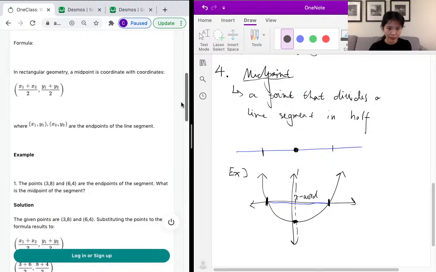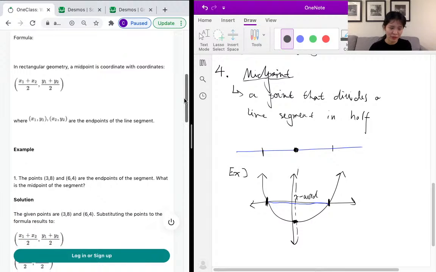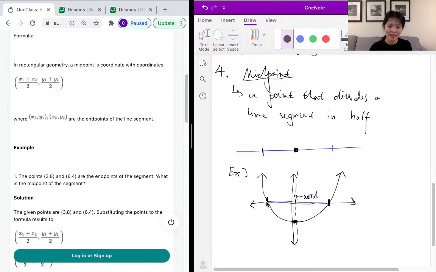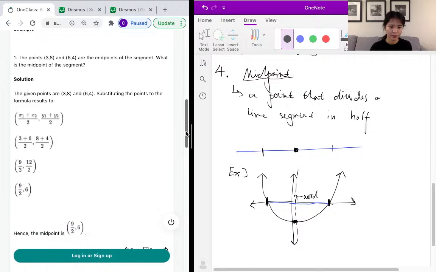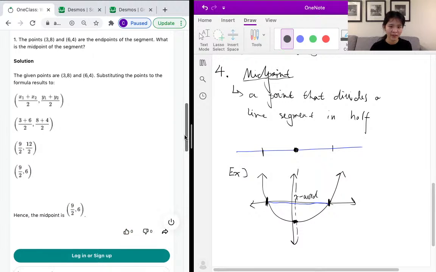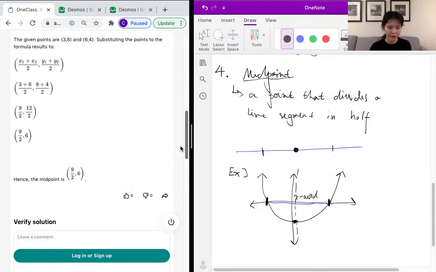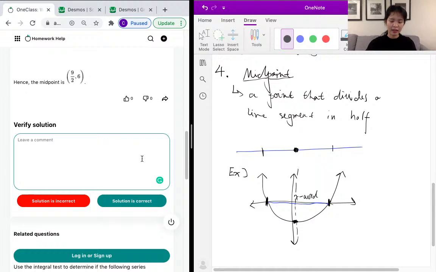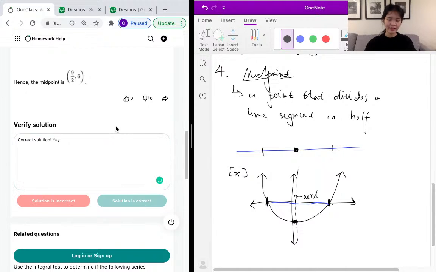They wrote down the formula, and it's really easy. If you want to find the x-coordinate of the midpoint, you just add the x's of the two points together and divide by 2. If you want to find the y-coordinate of the midpoint, you just add the y-coordinates together and divide by 2. They also give an example, which is basically plugging numbers into the formula. They didn't mention parabolas, but that's just an extension. So let's say correct solution. Yay, the solution is correct.